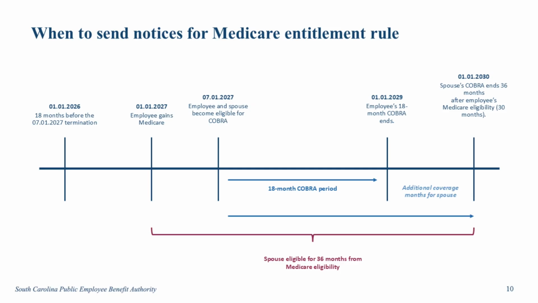The employee is not eligible for those additional months of coverage, and their COBRA coverage ends in 18 months, on January 1, 2029. The spouse's eligibility for COBRA coverage may continue until 36 months from the employee's Medicare effective date, ending January 1, 2030.